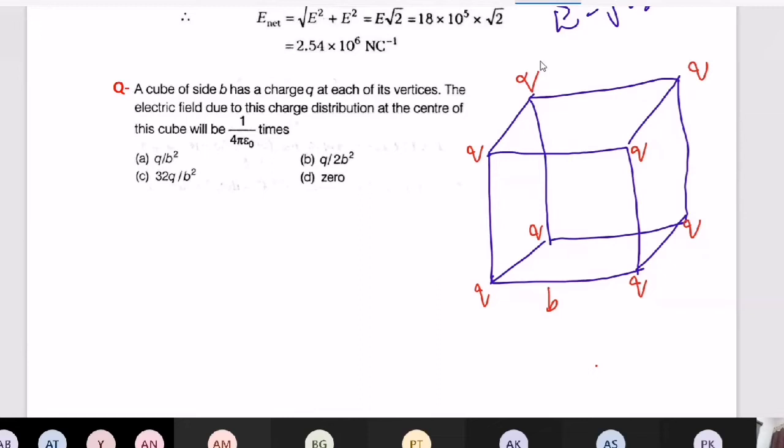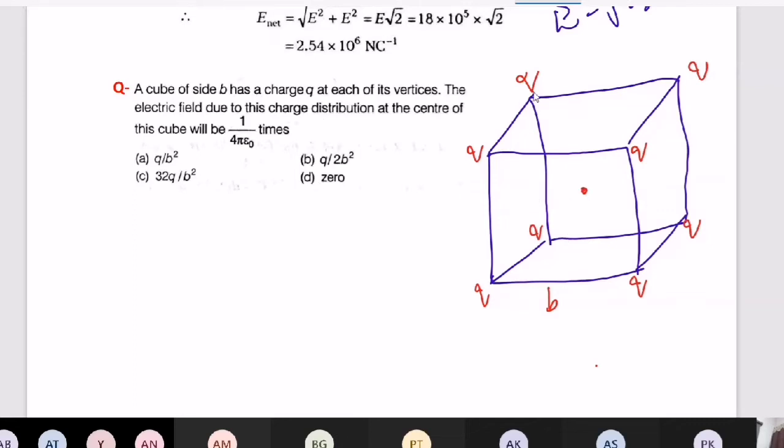8 vertices are there. Now, if you understand, take your room, wherever you are sitting. There will definitely be how many corners in a room? 8 corners. Now, this is the body center, which is in the middle of the room, just above the floor, below the roof, and exactly in mid-air. That is the body center, right? So the electric field due to this charge distribution at the center of the cube.